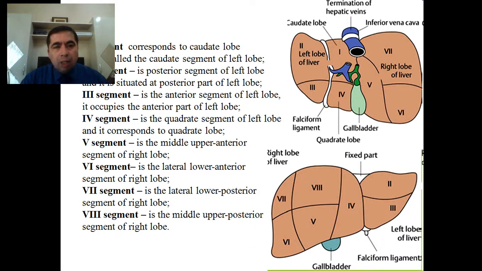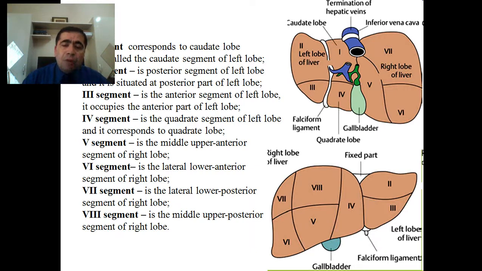First segment corresponds to the caudate lobe and is called the caudate segment of the left lobe. Second segment is the posterior segment of the left lobe and is situated at the posterior part of the left lobe. Third segment is the anterior segment of the left lobe. It occupies the anterior part of the left lobe. And fourth segment is the quadrate segment of the left lobe, and it corresponds to the quadrate lobe.